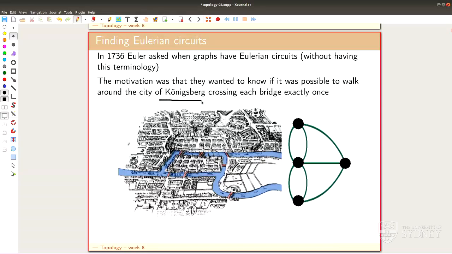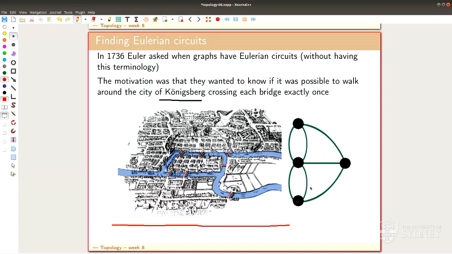The city is no longer called Königsberg, if you would like to Google it. It's called Kaliningrad. It's somewhere in Russia. But this is an old map. And you can see those 7 red bridges that are marked here.